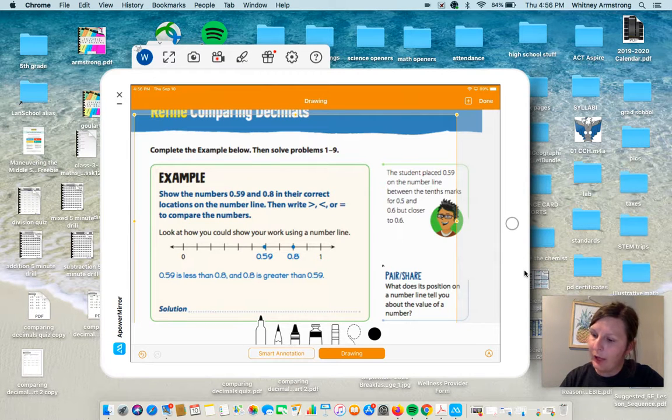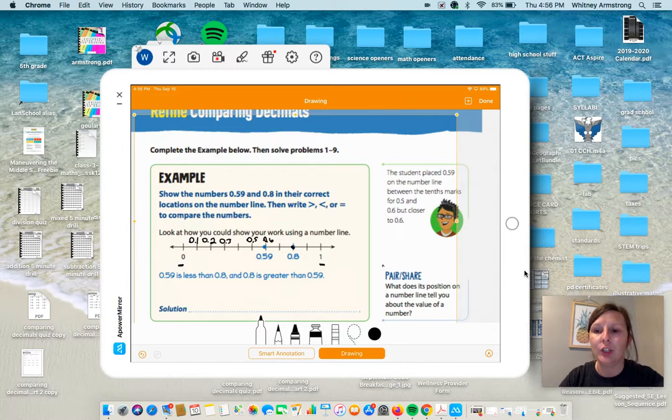So we have a number line here. As you can see, we still have our 0 here and our 1. So when you're looking at these, you have 0.1, 0.2, so on and so forth. So this would be 0.5, okay? And this is 0.6, but you can see that 0.59 is right there close to the 0.6, and then of course 0.8 is just right there on that number.